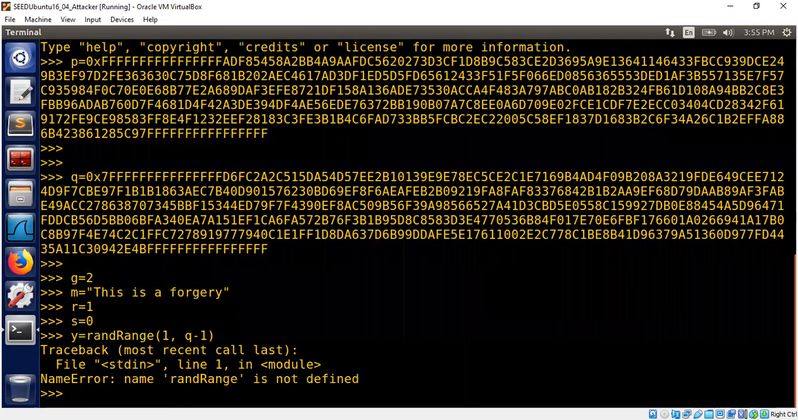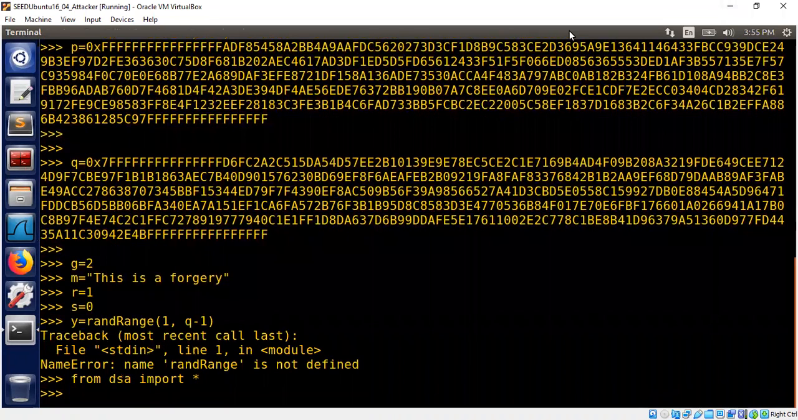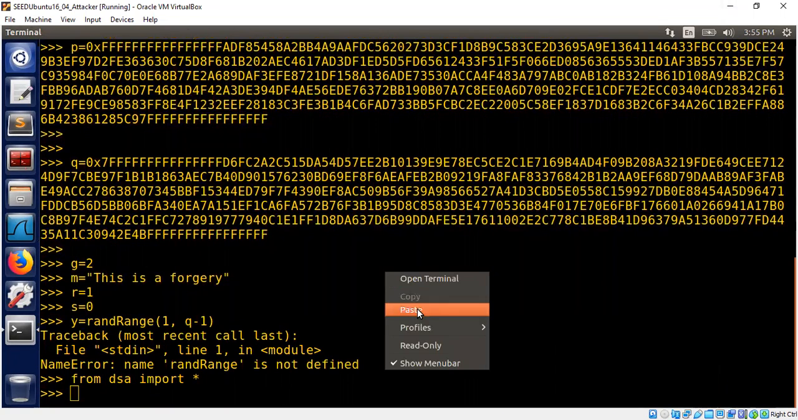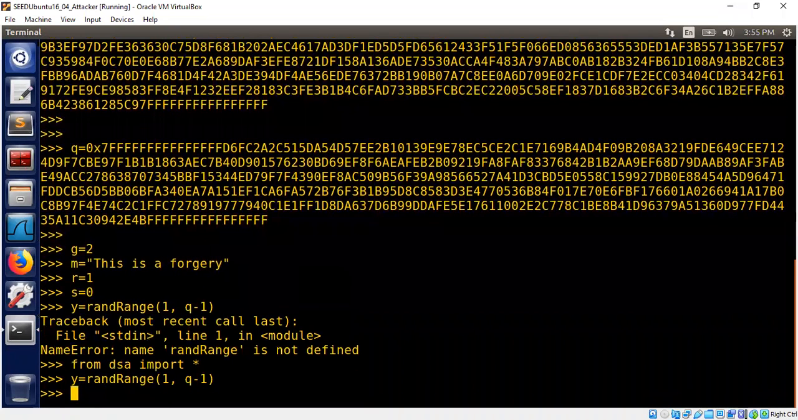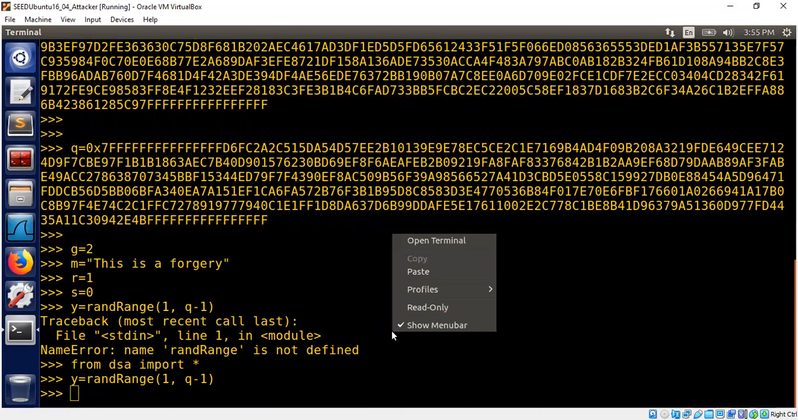So we got, one moment. Maybe I made a mistake. Rand range. Oh, I didn't include it. From DSA import star, which means everything will be imported. And now I can do my Y. Everything is now ready. I'm going to call the verification function.